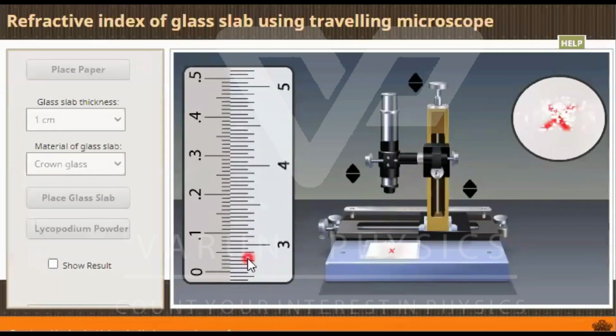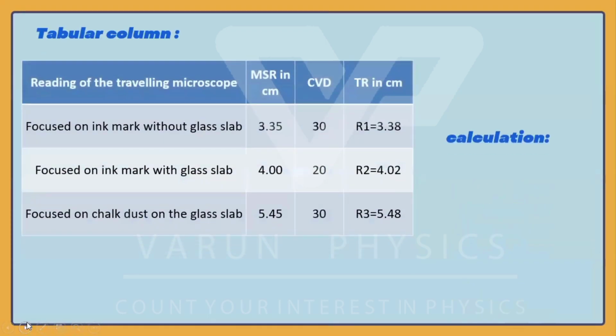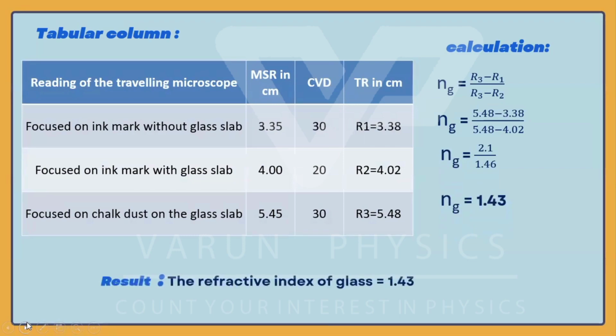After getting R1, R2 and R3, I'll put them in the formula: R3 minus R1 divided by R3 minus R2. Whatever values we get, we'll tabulate them here, do the calculations, and find the refractive index using the formula. So the result, we will write it like this. This is what we got in the lab, but the actual value is 1.5.